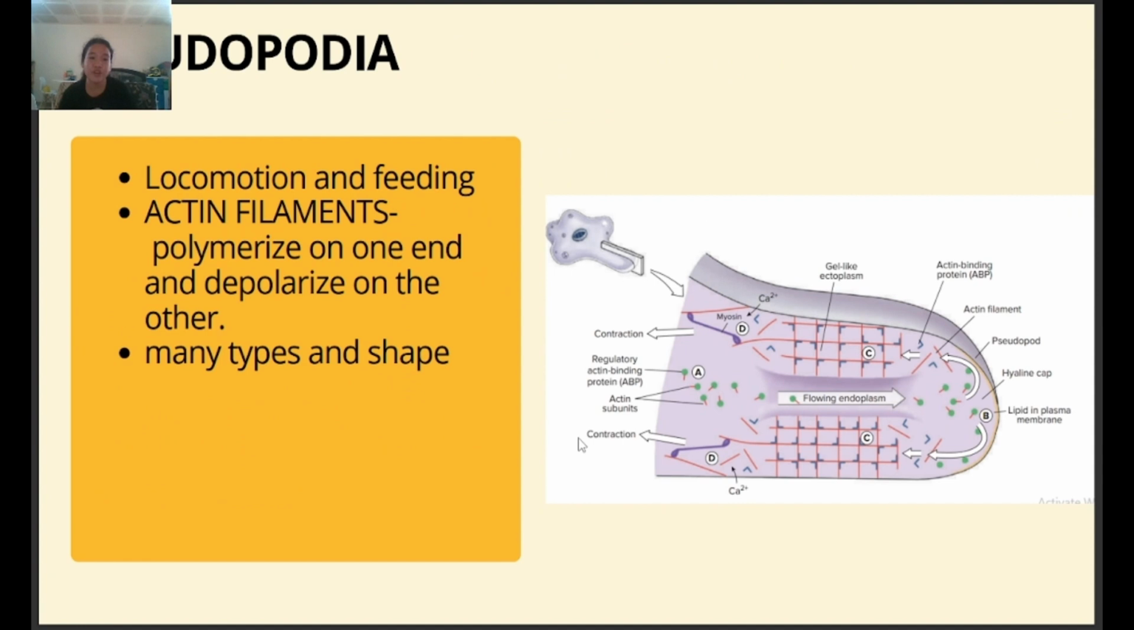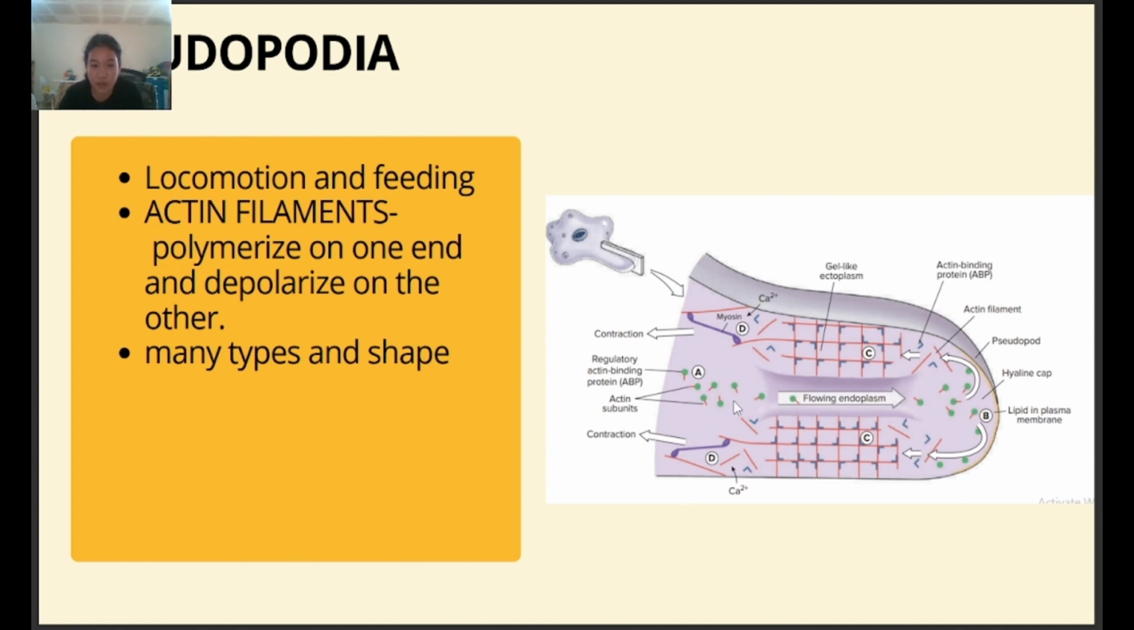So cilia and flagella, that's 1 and 2. And next is the pseudopodia. Pseudopodia are a little bit different. They are primarily composed of actin filaments that will depolymerize and go through some of those steps in seconds.